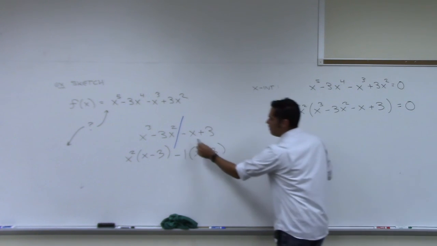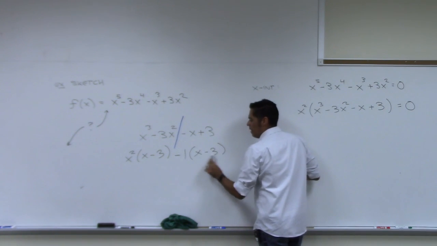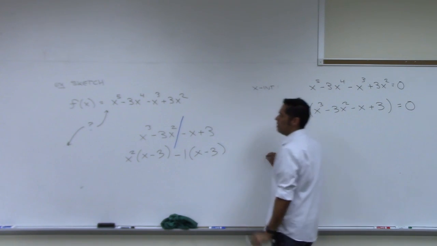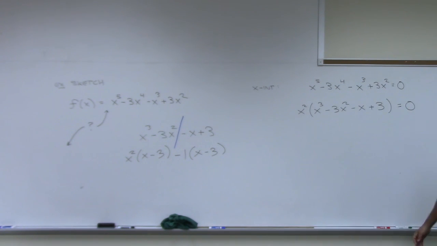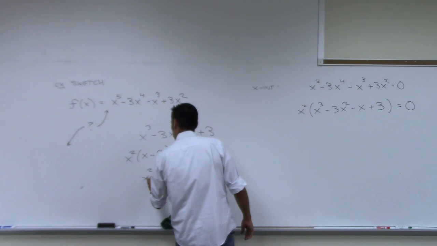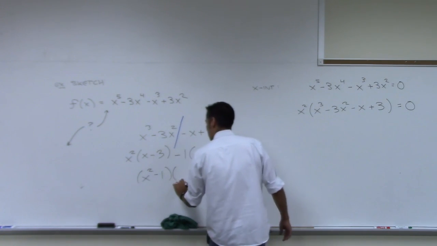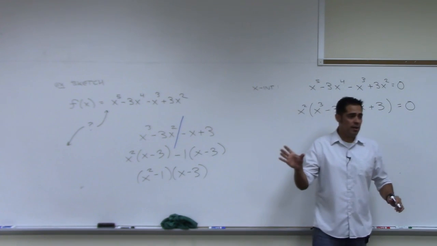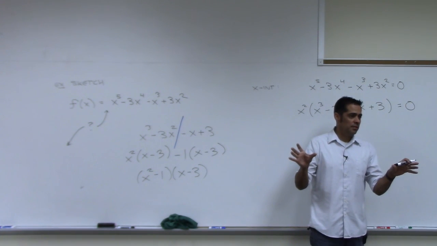Right? If we pull a negative 1 out of these, and then distribute back through, this would be negative x plus 3, and we'd be there. Now the next step is to rewrite this. How would this be rewritten? X squared minus 1, and then x minus 3. You could also write x minus 3 times x squared minus 1.